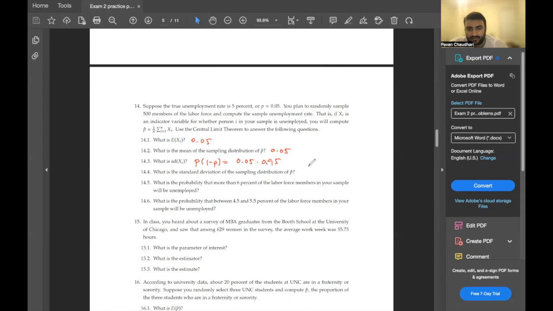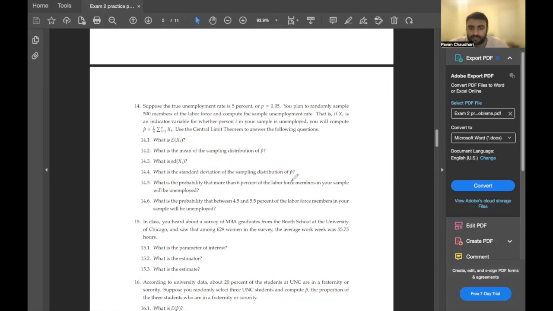And for P hat, we talked about this before too, it's going to be the same as the standard deviation of xi, but divided by the square root of the number of observations. So in this case, it's 0.05 times 0.95, that's just from 14.3, but then you divide by the square root of 500 because that's how many people you have. Okay.